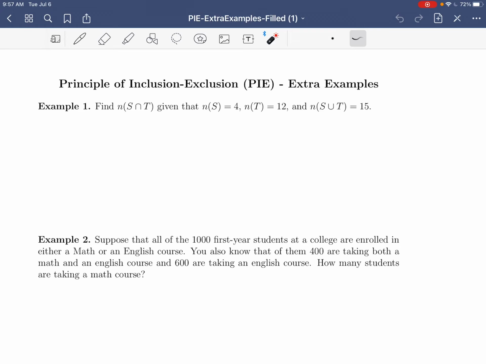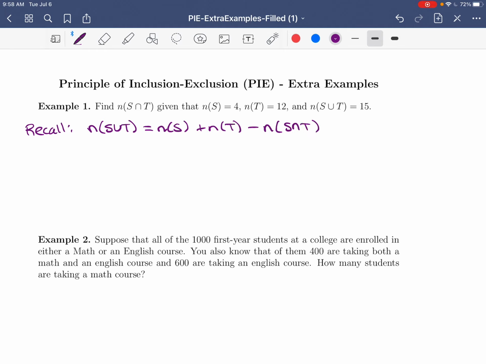to do here. So in the first example, we want the number of S intersect T, given that the number of elements in S is 4, the number of elements in T is 12, and the number in the union of S and T is 15. So this is a little bit strange because they gave us the union, but they're asking for the intersection. So we just need to remember the formula: the number of things in the union is the number of things in S plus the number of things in T minus the number of things in the intersection.